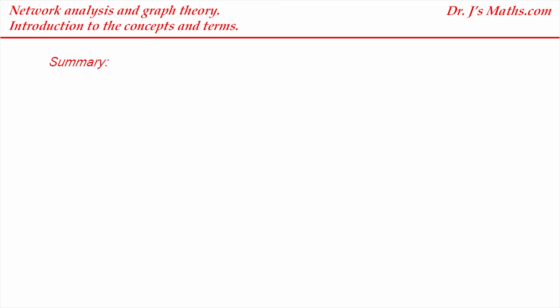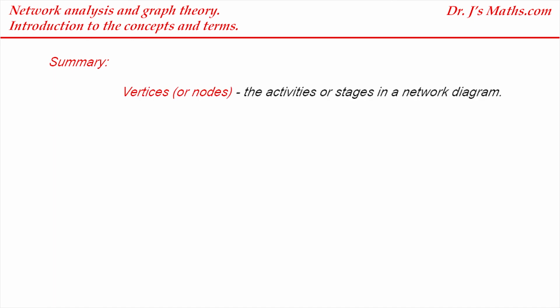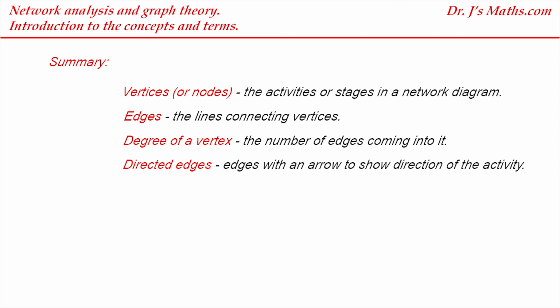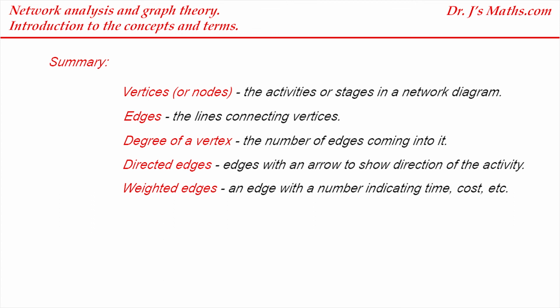So to summarise what we've done here in terms of our concepts and our terms. Vertices, or nodes as they're sometimes called, are the activities or stages in a network diagram. The edges are the lines connecting the vertices. If we want the degree of a vertex, that's simply the number of edges coming into it. The directed edges are edges with an arrow on them. Weighted edges are edges with a number indicating time, cost, etc.